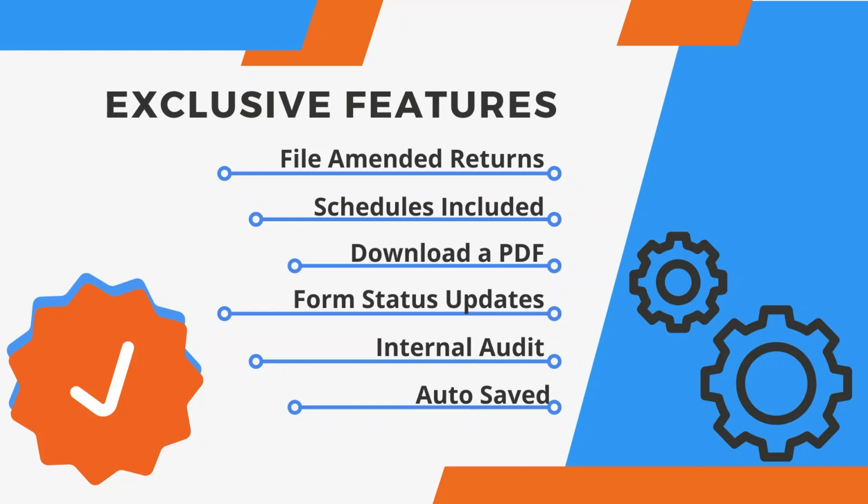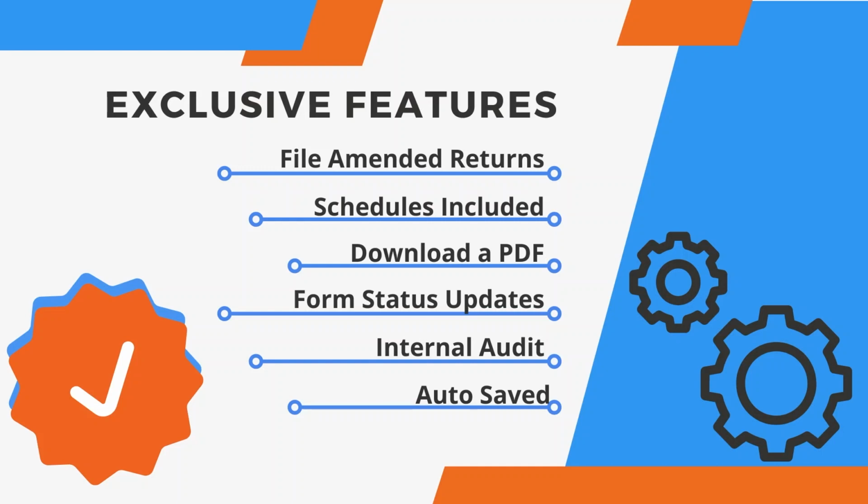Tax990 offers the option to file an amended return. So if you filed the original return and it's been accepted and you notice an error was made, you can file an amendment to the originally accepted return, even if you didn't file the original form with Tax990.